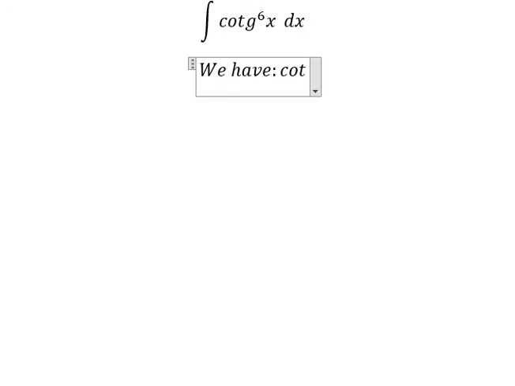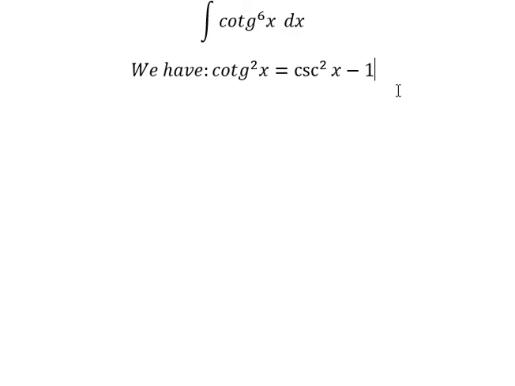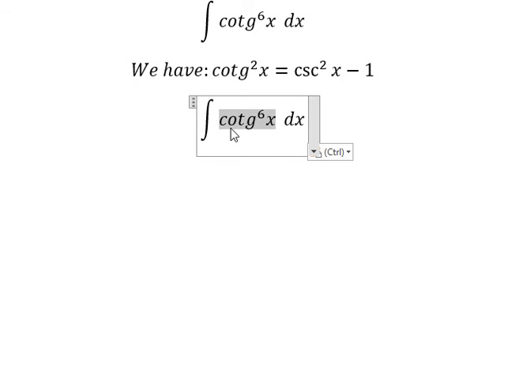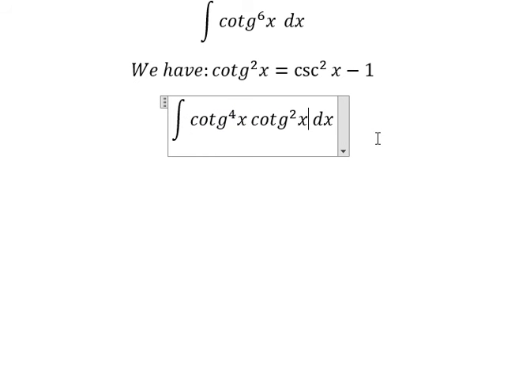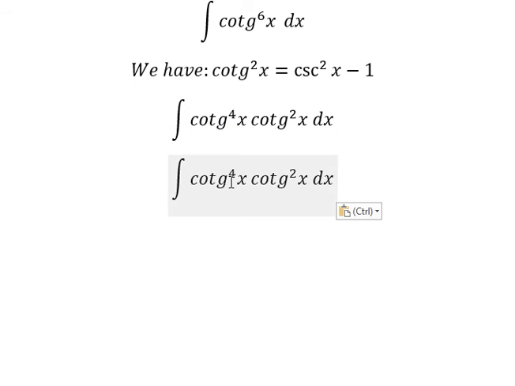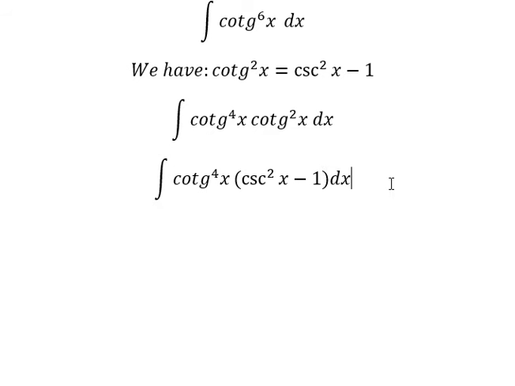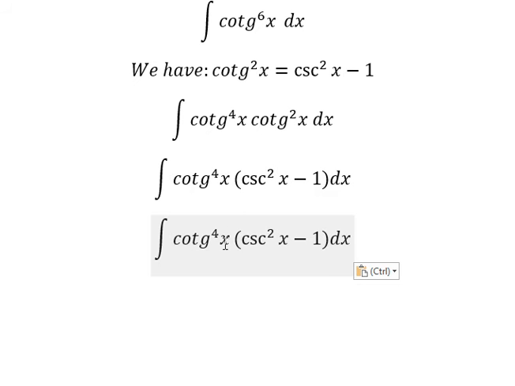That's about cotangent s squared equals cosecant of s squared minus 1. So this one I can put into cotangent s to the power of 4 with cotangent s squared. So this one we change by this one. So cotangent s to the power of 4 multiplied by cosecant of s squared and negative number 1.